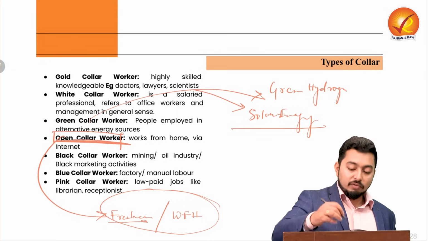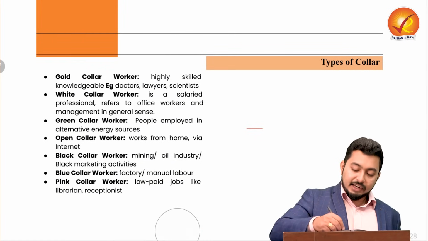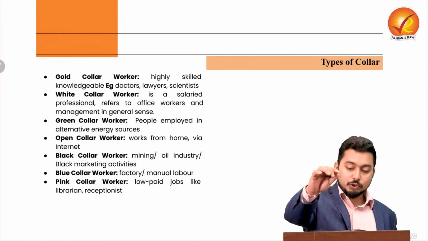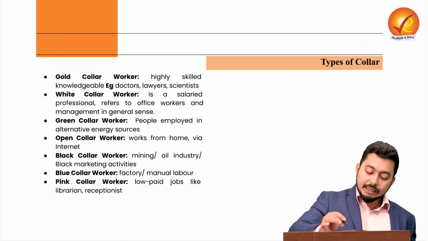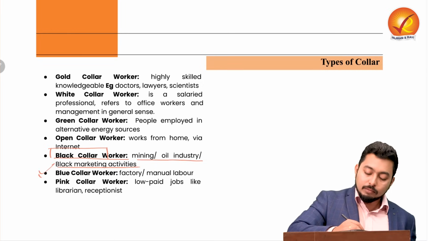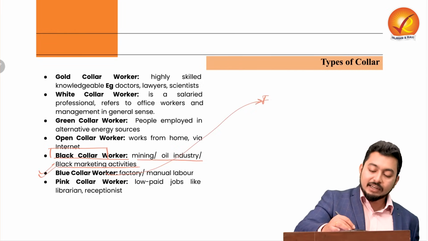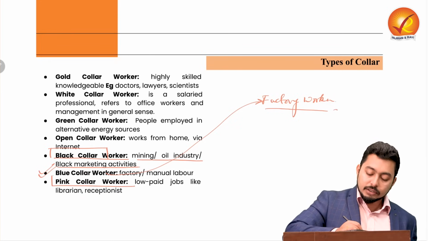So post-COVID, what has happened? Along with freelancing, along with work from home opportunities, hybrid kinds of workplaces are being created. Then black collar workers. They are essentially working in mining, the oil industry, as well as black marketing activities. Then we have blue collar workers, or essentially factory workers. And then we have pink collar workers. These are low paid jobs like librarian and receptionist.